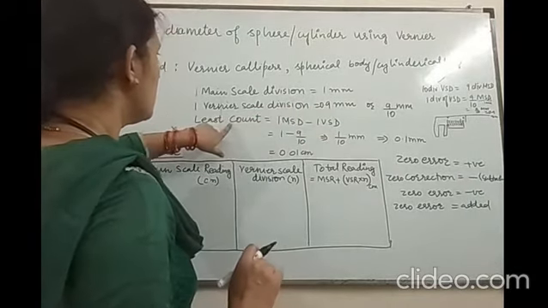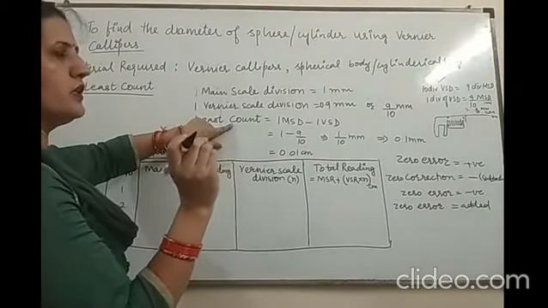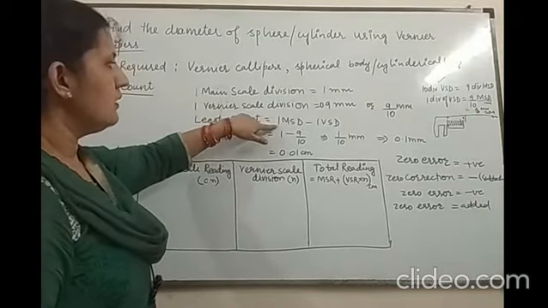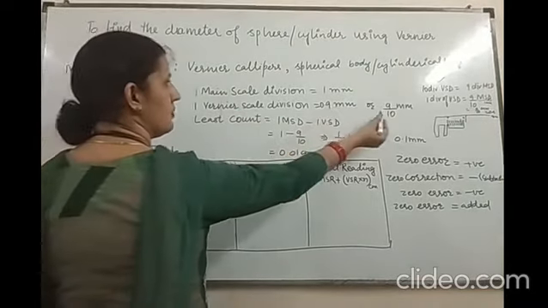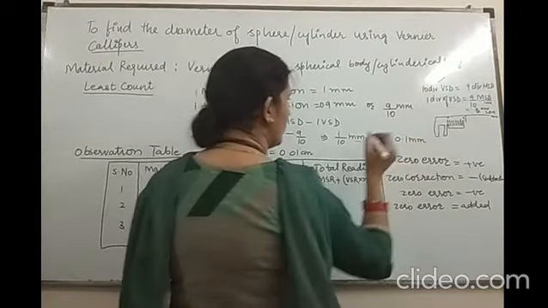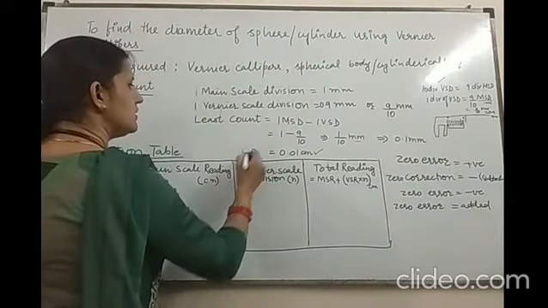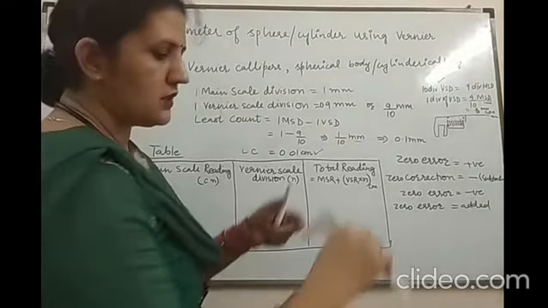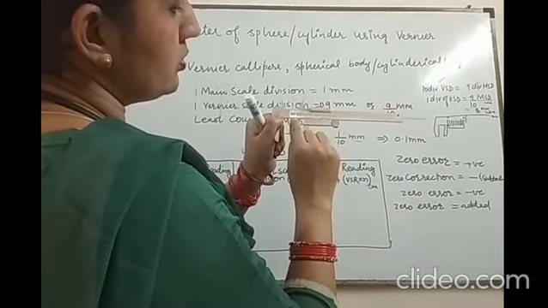And what is the least count? Least count is the minimum value on the scale which we can read, and that minimum value is the difference of the main scale division and the vernier scale division. So this is 1 minus 9 by 10, which is 1 by 10 mm, or 0.1 mm, or 0.01 centimeter. So you can write the least count is equal to 0.01 centimeter.